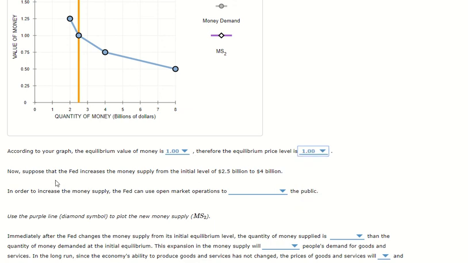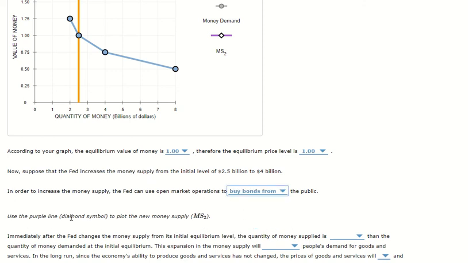All right, now suppose the Fed increased the money supply from the initial level of 2.5 to $4 billion. So the keyword here is that we're trying to increase our money supply. Now, if you remember what we learned from the previous two chapters, whenever the Federal Reserve tries to increase money supply, giving the public more money, they're going to buy bonds. So when they buy bonds, they're giving cash to the public and taking bonds away from the public, right? So more cash is available whenever we buy bonds. Now, if the Fed sells bonds, they will decrease money supply. Okay, so we're going to buy bonds in this case, from the public.